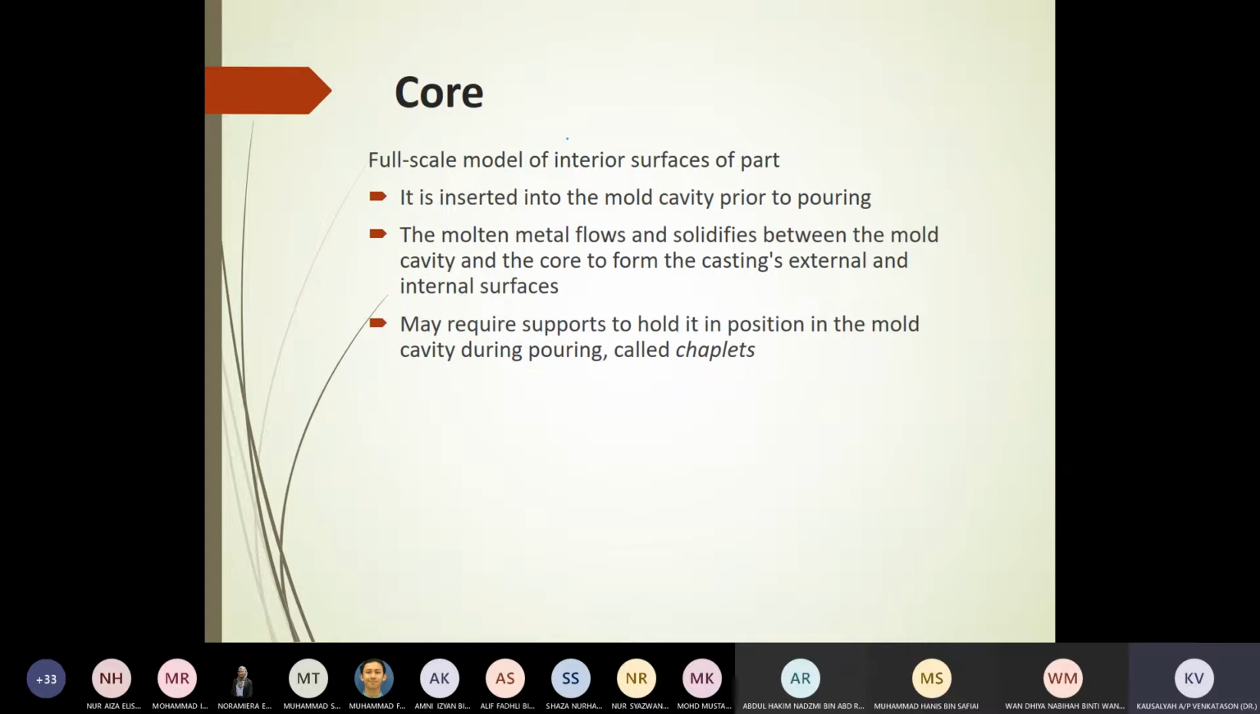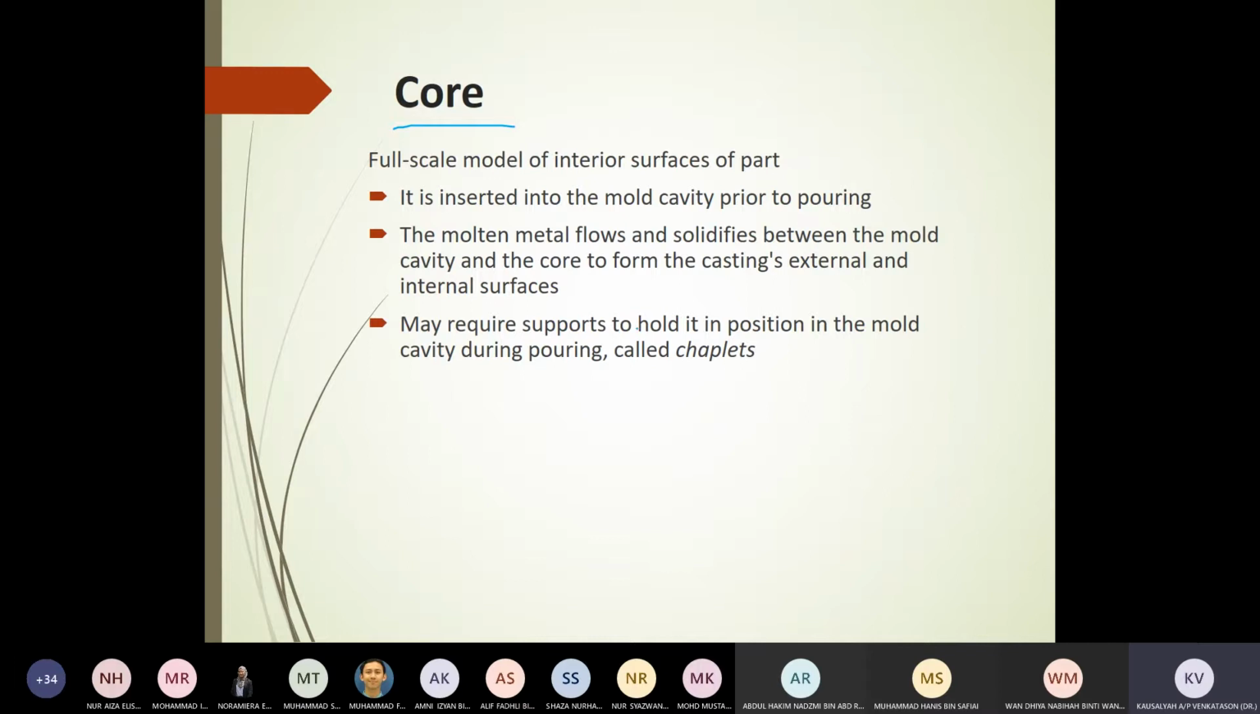So what is the core used for? Like I mentioned earlier, the full-scale model of an interior surface of the part. It is inserted into the mold cavity prior to pouring. The molten metal flows and solidifies between the mold cavity and the core to form the casting's external and internal surfaces. So whenever you have an internal surface, then usually there will be a core to create that internal surface.